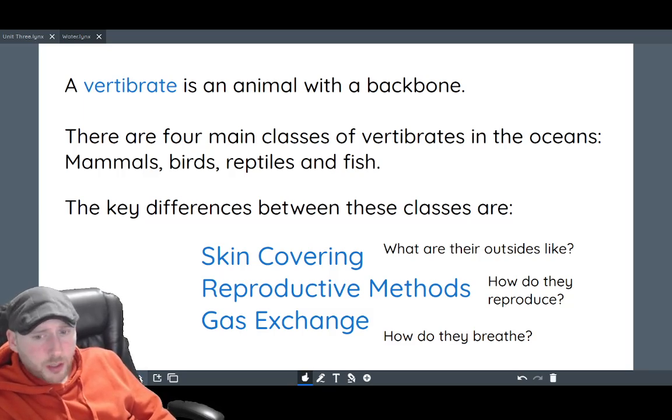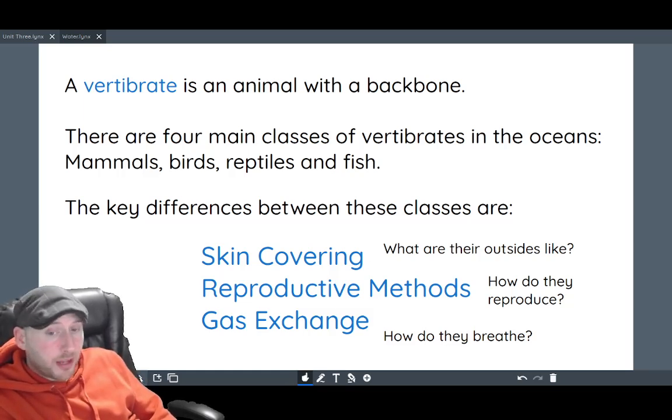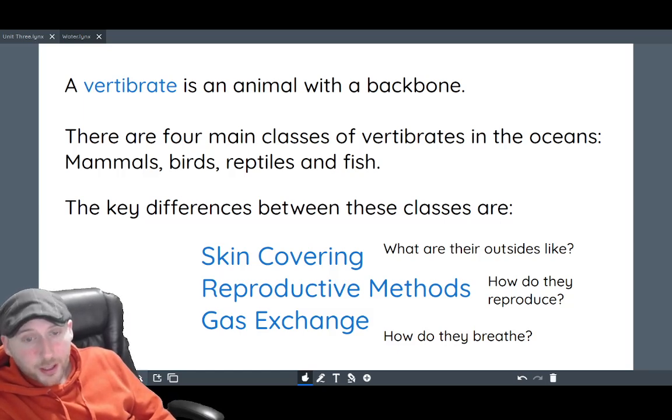So there are three things that we're going to focus on here. The first is the skin covering. What are their outsides like? Do they have hair or scales or feathers? Basically. The reproductive methods. How do they reproduce, and how are the eggs fertilized, the females? That changes depending on whether you're a mammal, bird, reptile, or a fish. And then finally, the gas exchange. How do they breathe? What is it that helps them breathe? Most of these breathe in a very similar way, but the fish are a little bit different, as we'll see.